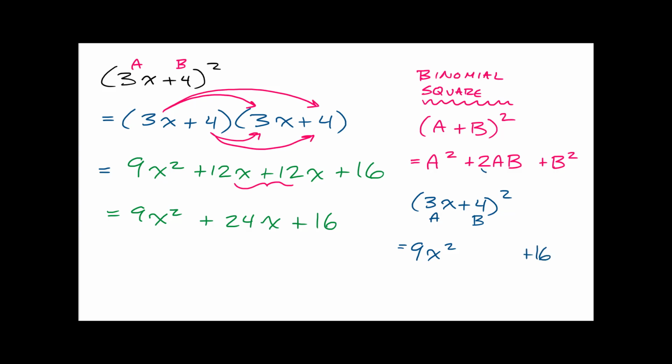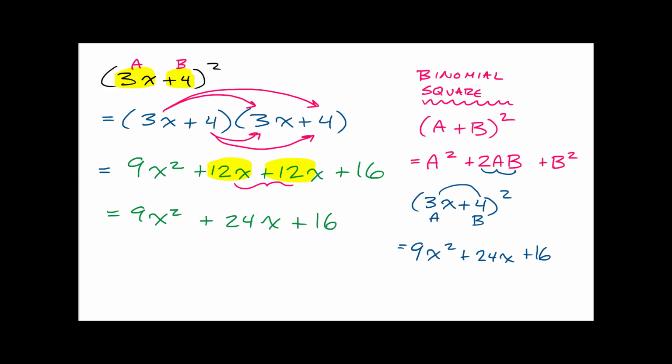Now in the middle, 2 times a times b. So we would multiply these two together, the 3x times the 4. 3x times 4 is 12x, and multiply it by 2. So essentially we would double it. So 3 times 4 is 12x. Double that gives us positive 24x. Notice over here in our example, the reason why it's doubled is that you get 2 of the identical term, and that's what you get when you multiply the 3x by the 4. So this works every single time.